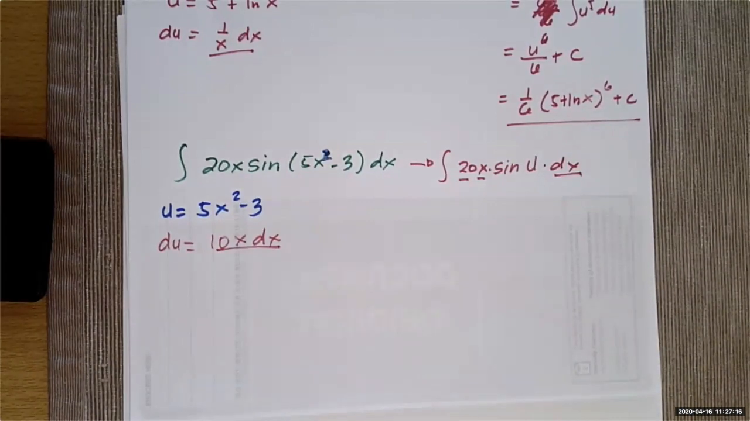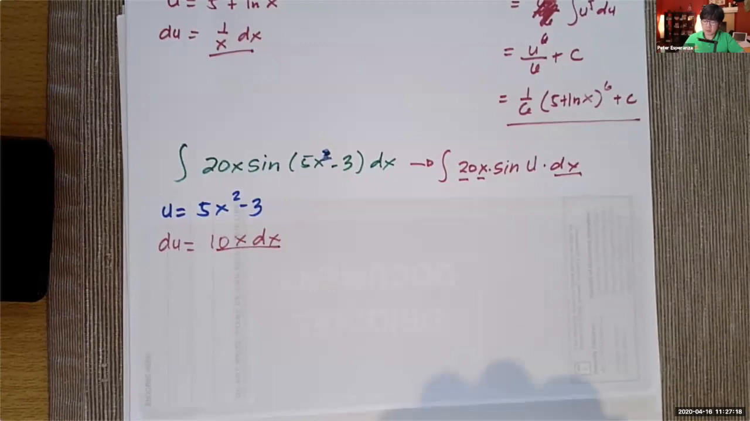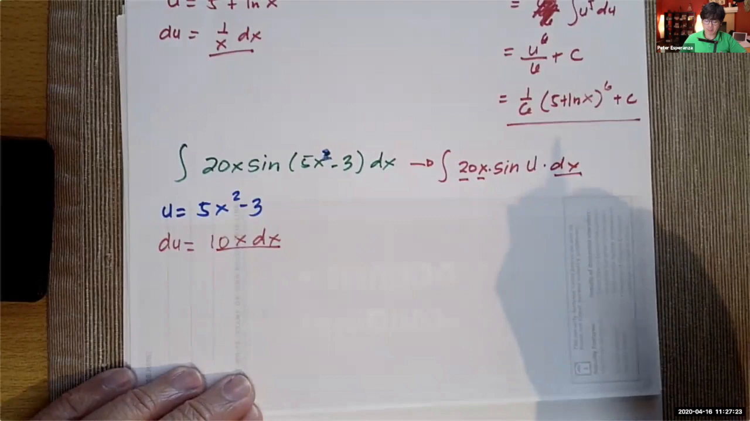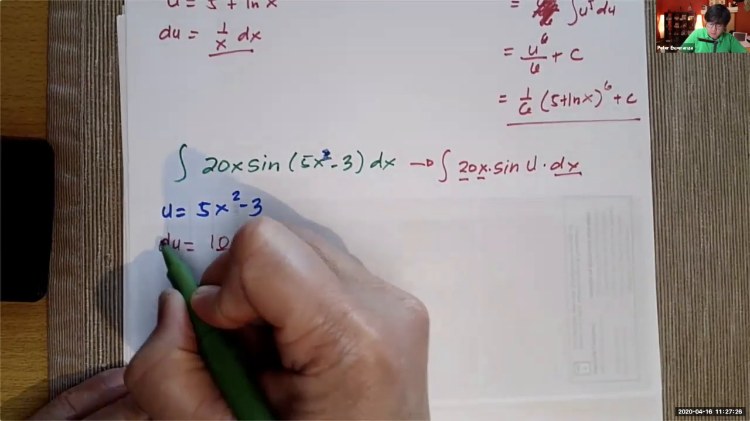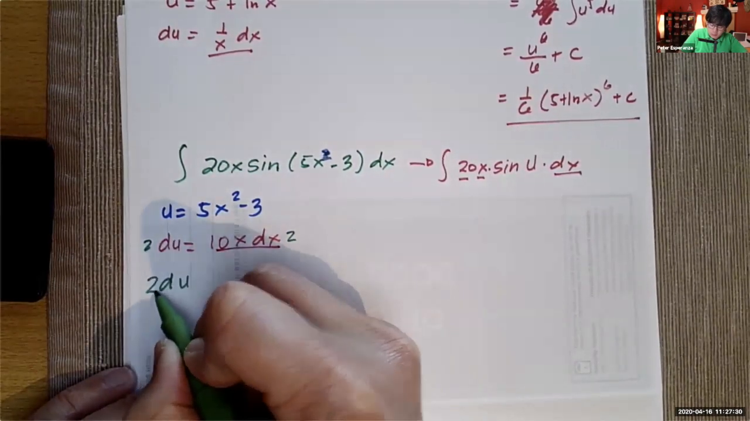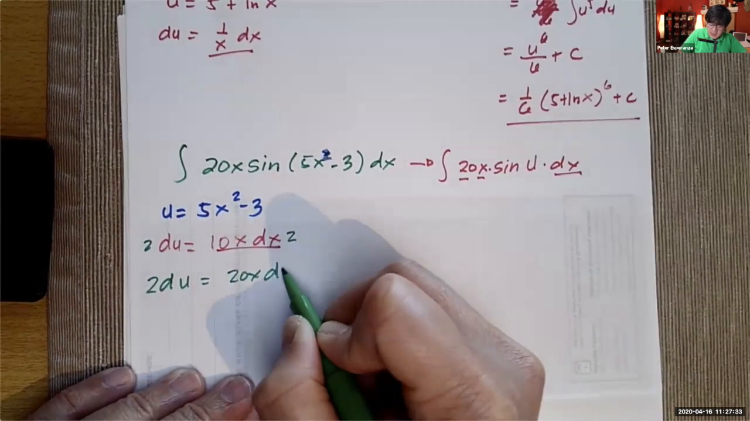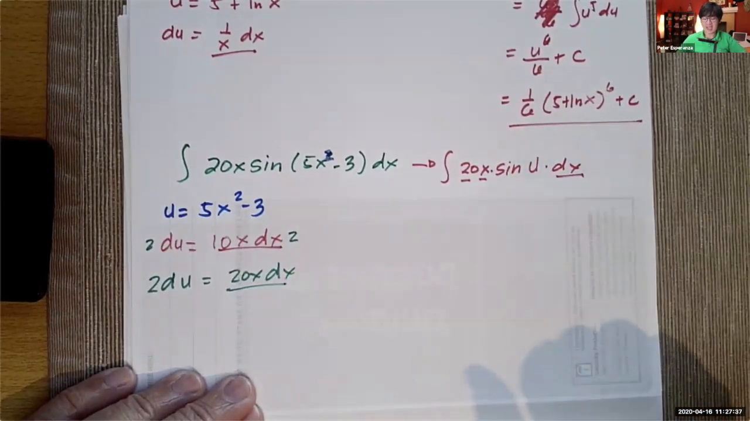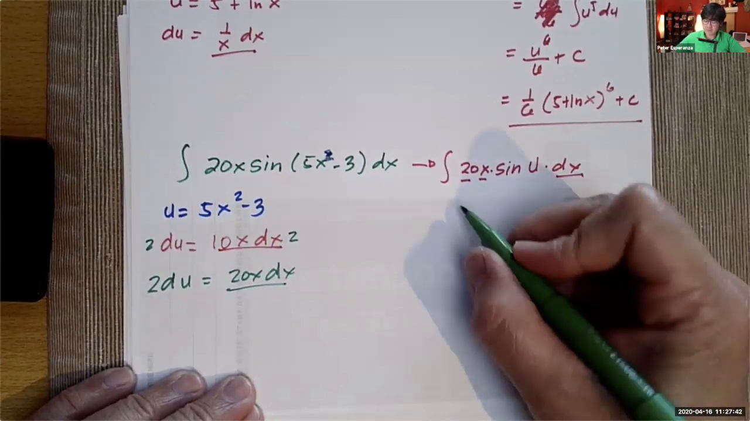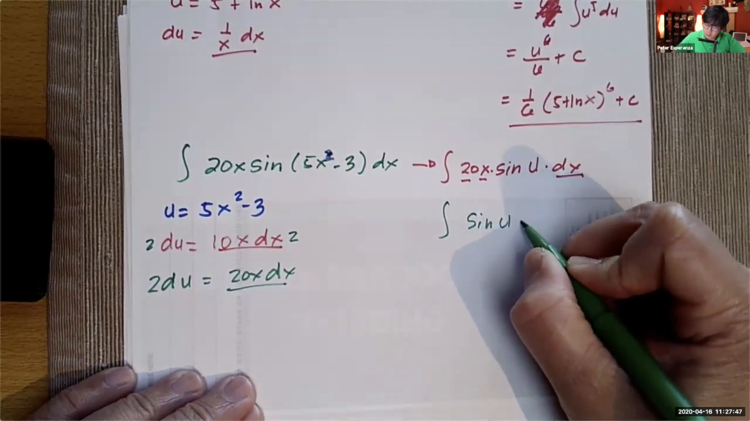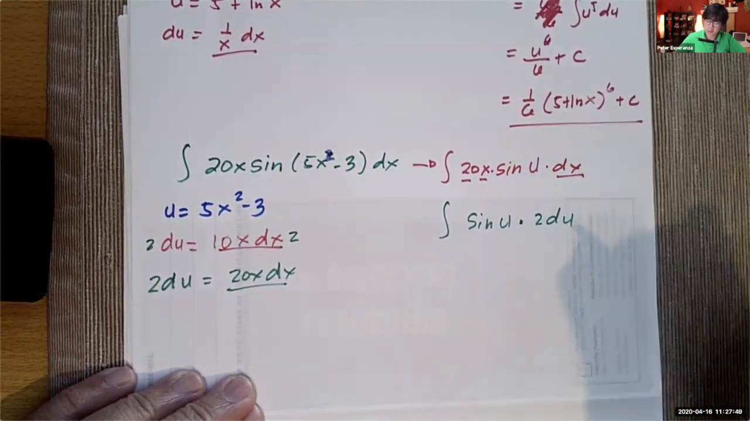Can you multiply both sides by 2? Can I multiply both sides by 2? And yes, you are correct. Let's multiply both sides by 2. So now we have 2 du equals 20x dx, right? And now we have an identical expression, 20x dx. But this time, it's not just going to be du, it's going to be 2 du. So I'll have the integral of sine u times 2 du, right?